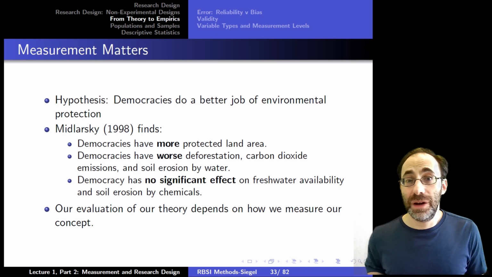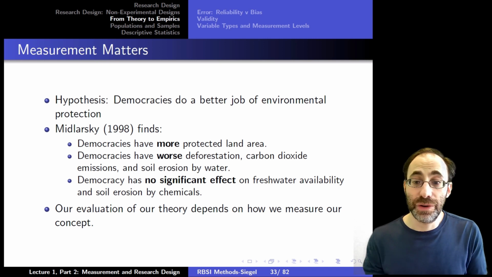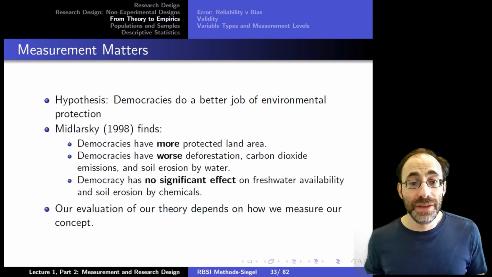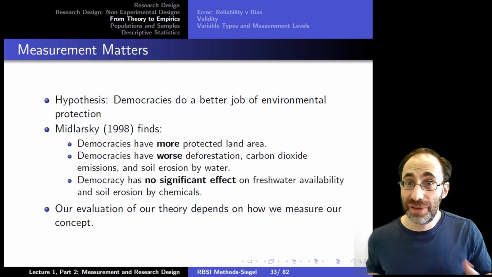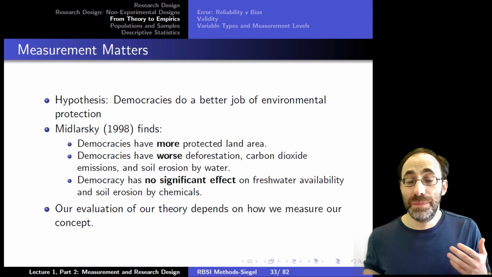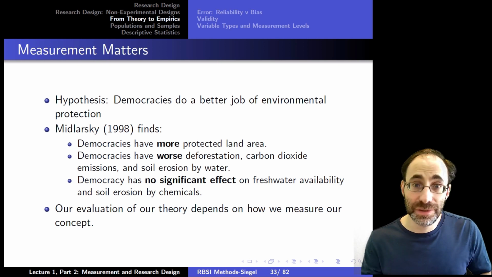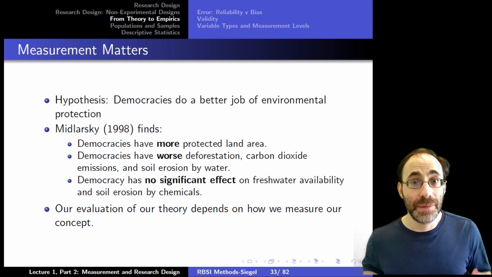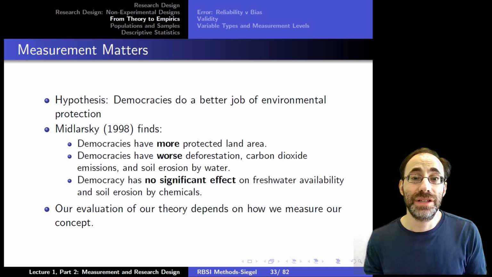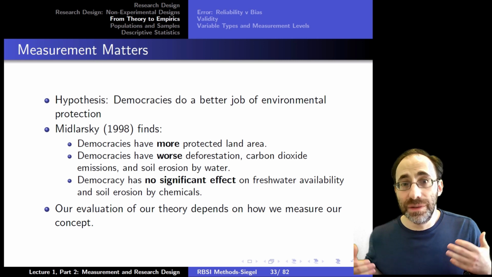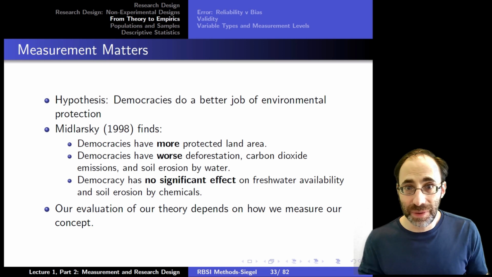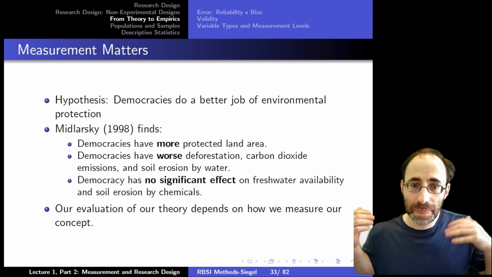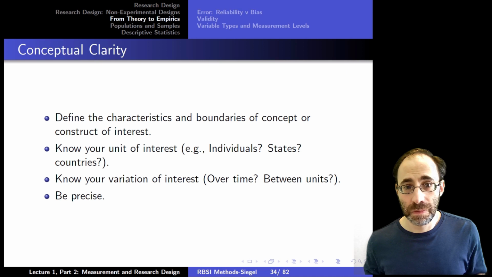And finally, if you want to measure environmental protection based on freshwater availability or soil erosion by chemicals, then democracy has no significant effect. So again, how you evaluate your theory depends completely on how you measure your concepts. So matching your measurement to your conceptual ideas is extremely important. And it comes up a lot in political science. There are entire subfields devoted to better measurements of important concepts like democracy or public opinion, right? So measurement is extremely important.